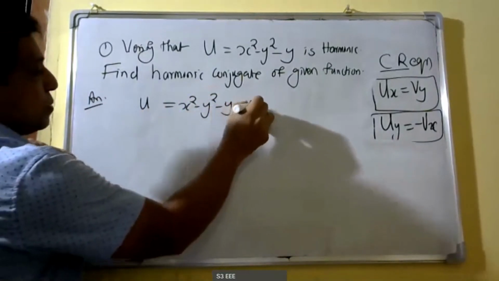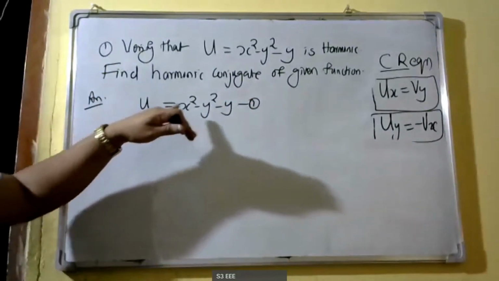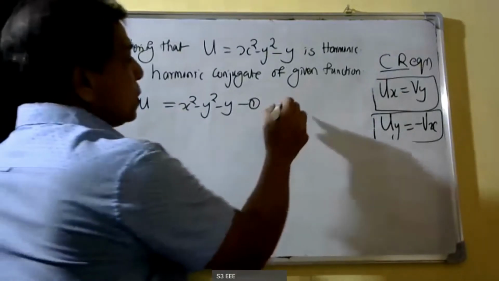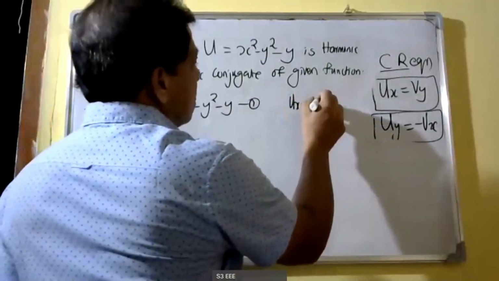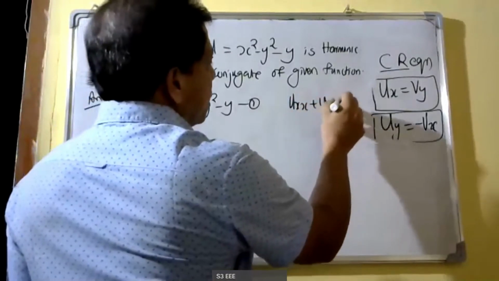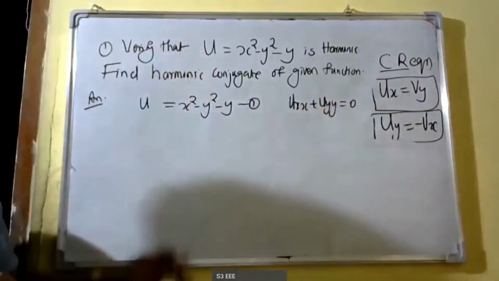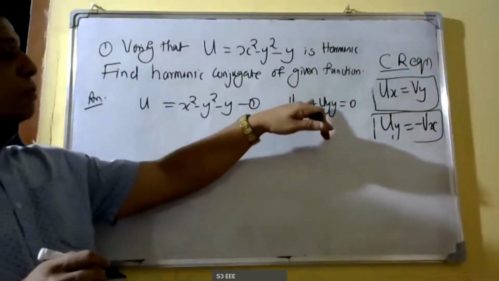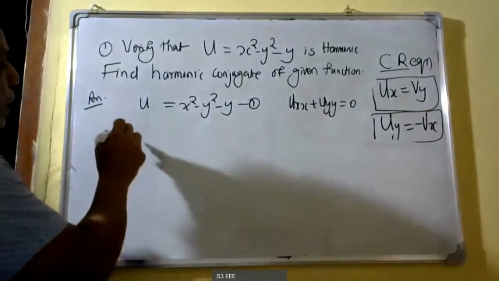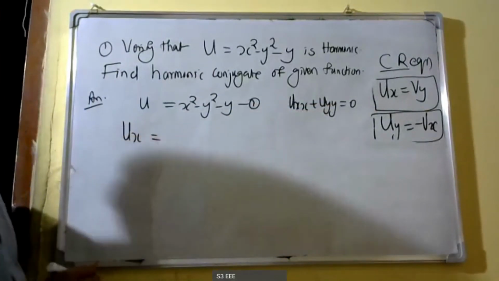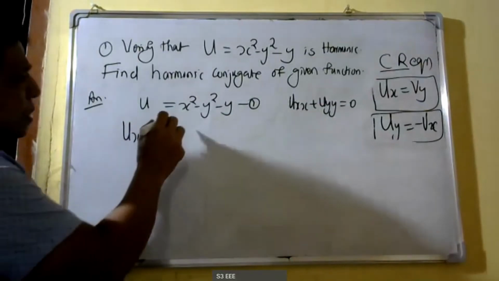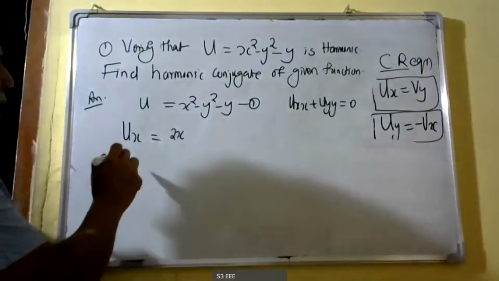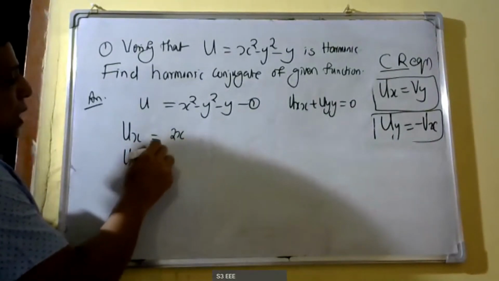This is equation 1. To show that u is harmonic, we have to show that uxx plus uyy equal to 0. Then ux, differentiating partially with respect to x, is 2x. uxx is equal to 2.